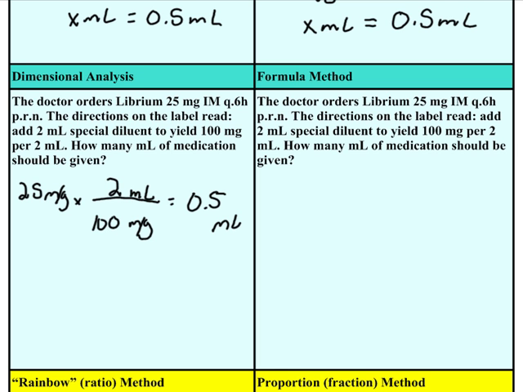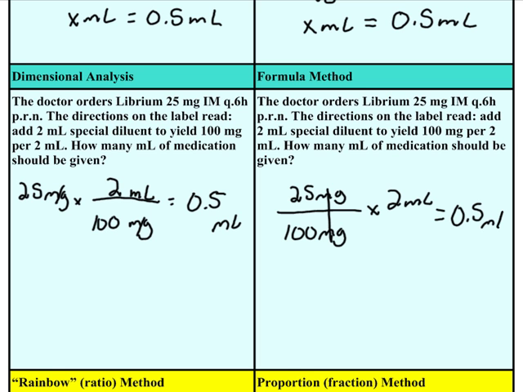The last method we can use is the formula method. In this case, we take the doctor's order of 25 milligrams, divide by the dosage on hand, 100 milligrams, and multiply by the quantity it's being delivered in, 2 milliliters. Milligrams cancels, leaving us with the unit milliliters, and when we multiply 25 times 2 and divide by 100, we end up with 0.5 mLs to be administered.